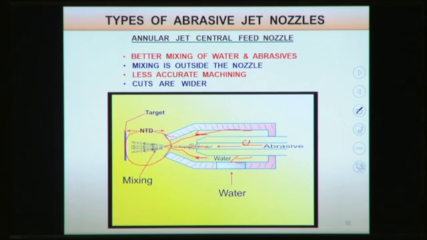Here you can see there is a huge divergence of this abrasive water jet. So the kerf generated is high in this case, and the accuracy of the workpiece generated here is less, which means the workpieces are less accurate.